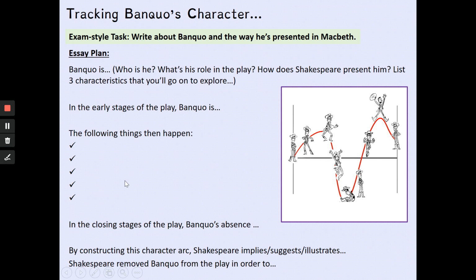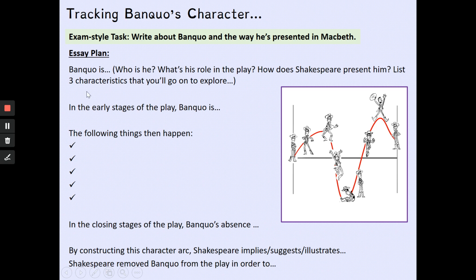Right, folks, nearly there. This is the second thing that your teachers are going to want you to submit today, and that's for you to do a brief essay plan in response to the question at the top. Now, the exam style question is write about Banquo and the way he's presented in Macbeth.